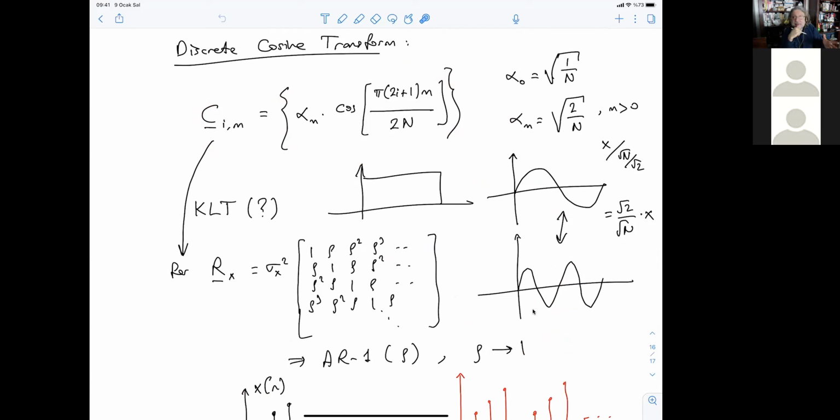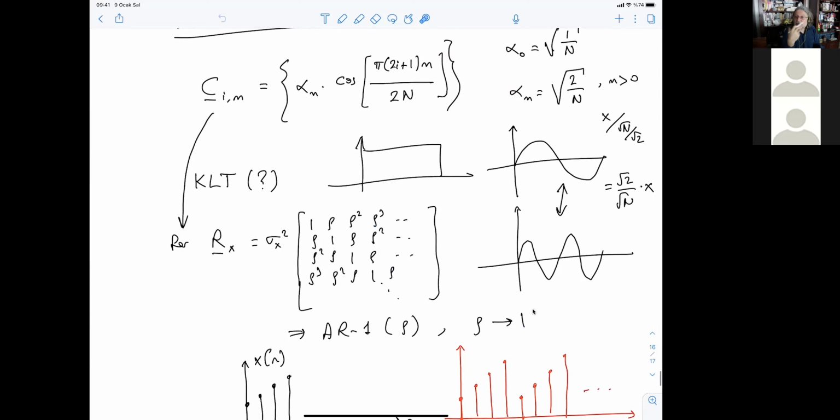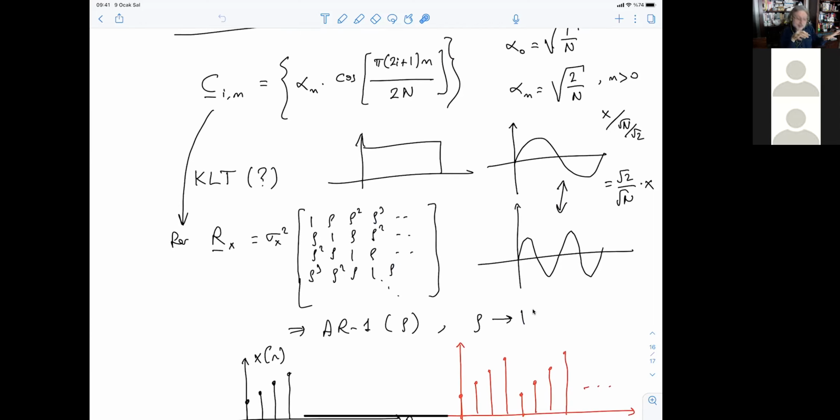But there are fast implementations, just like the fast Fourier transform. There is a fast cosine transform as well, which is not our concern for the time being. What is more our concern, once we see those things, is the two approaches that we have to understand, or the two significances of the discrete cosine transform.